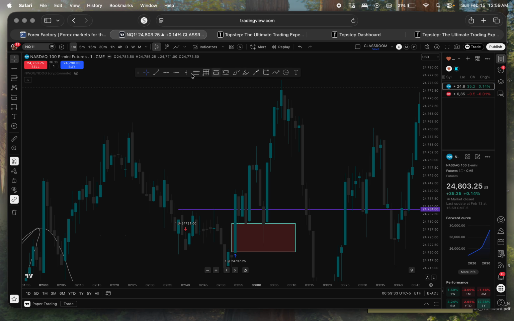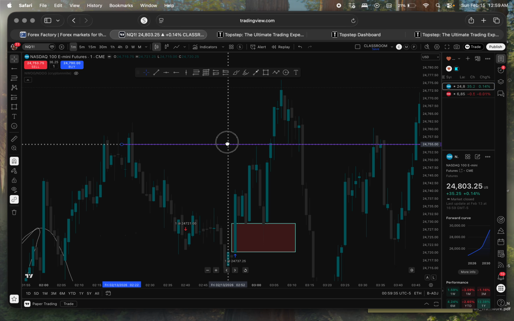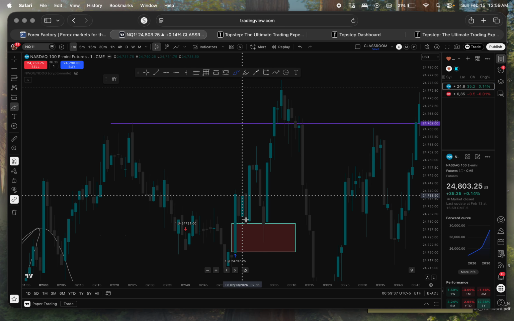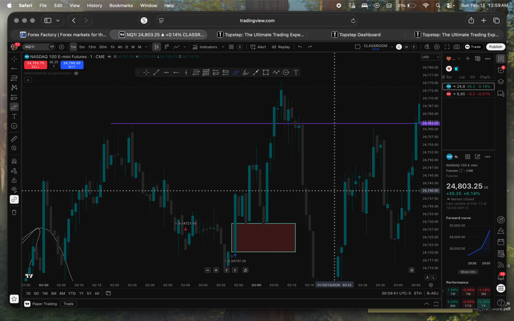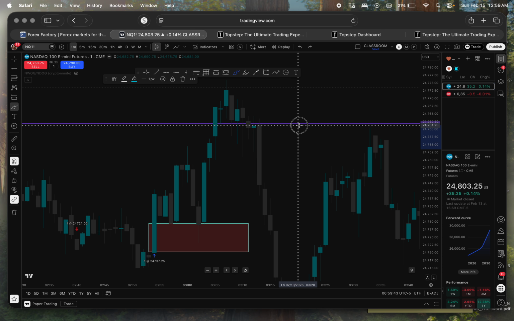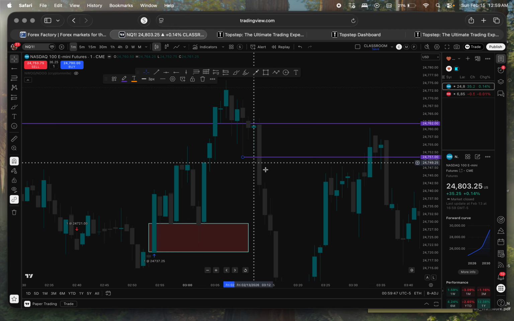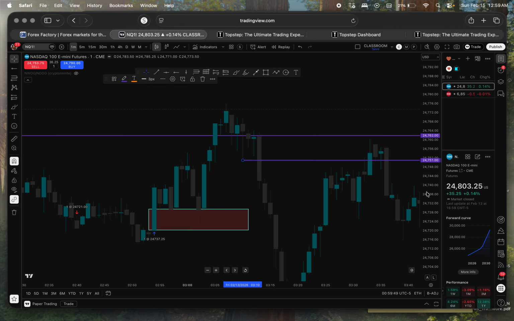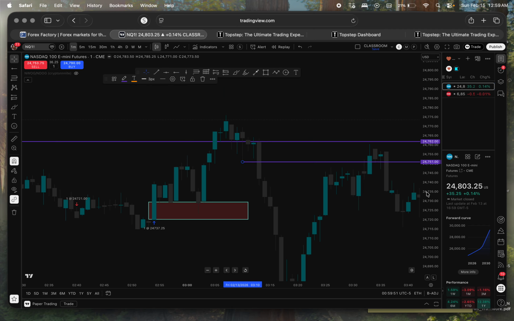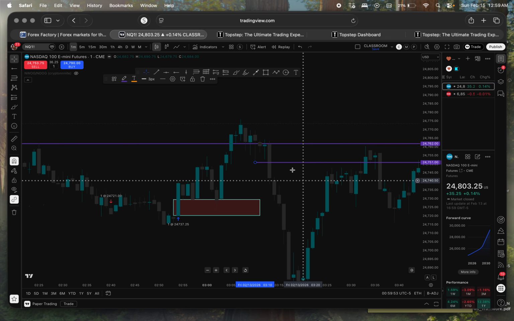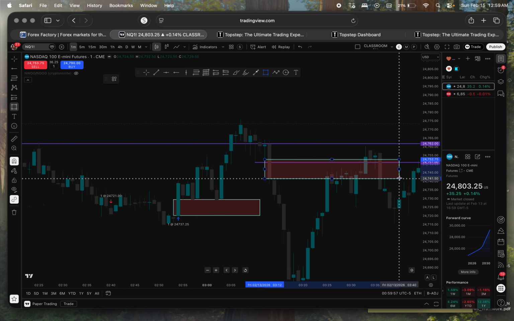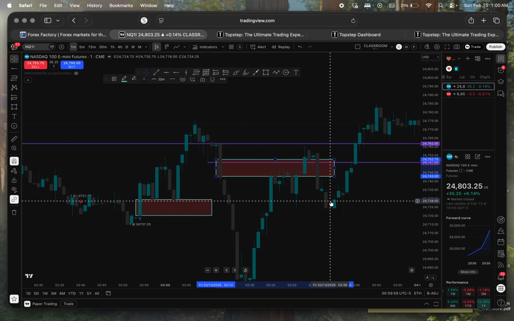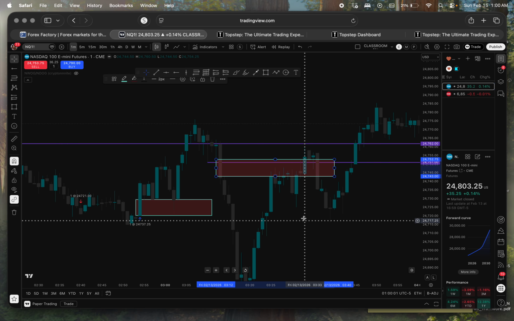And then, oh look, price went over here, reversed. That's liquidity. Now I'm going to look for a break of structure. I see it right here. Now I'm going to look for a fair value gap. I don't see a fair value gap. I can draw this here. Okay, no, that would have been invalidated. It wouldn't have made any money.